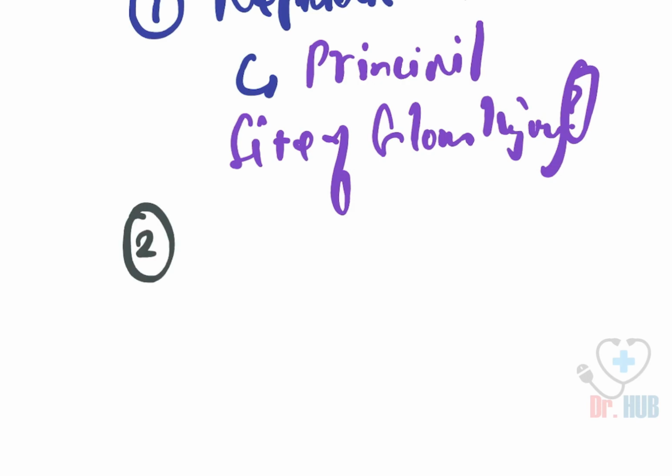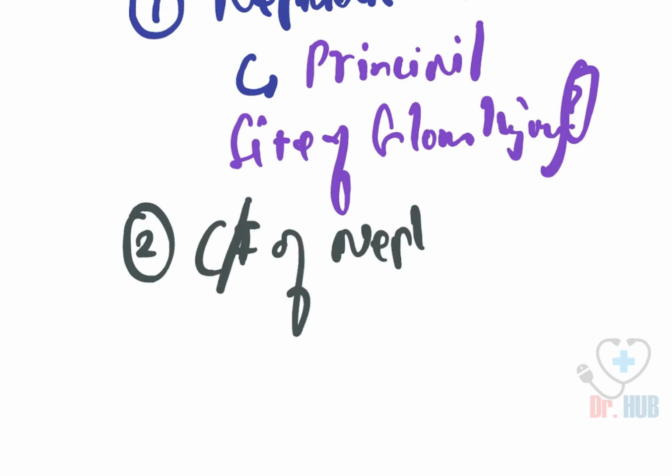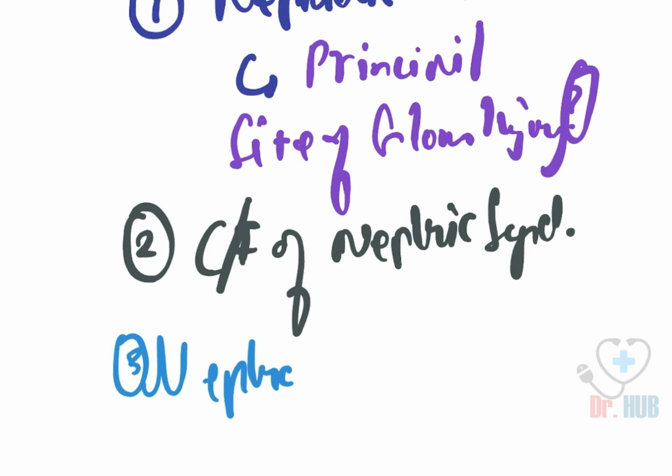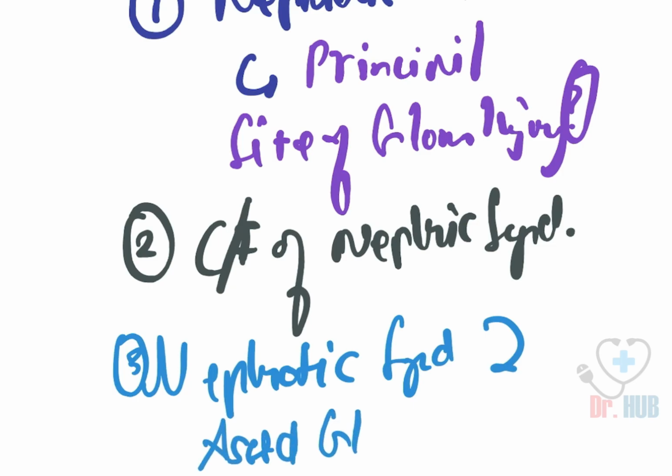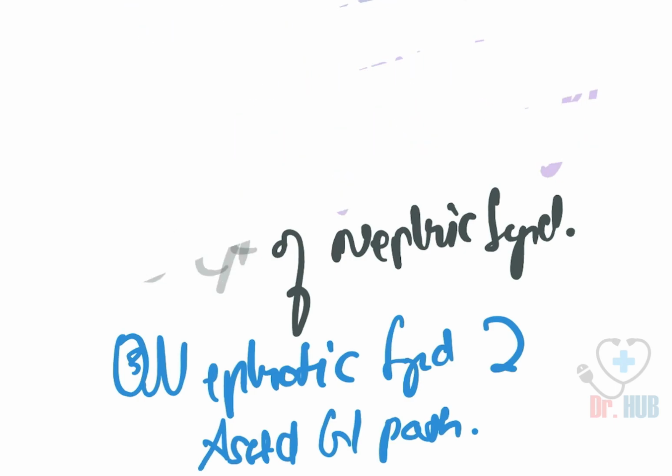Next, name important clinical features of the nephritic syndrome. Next, in case of the nephrotic syndrome, what are the associated glomerular pathology? By the end of this video, all these answers will be given.